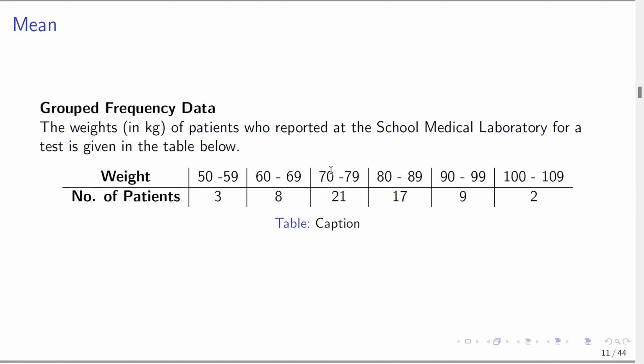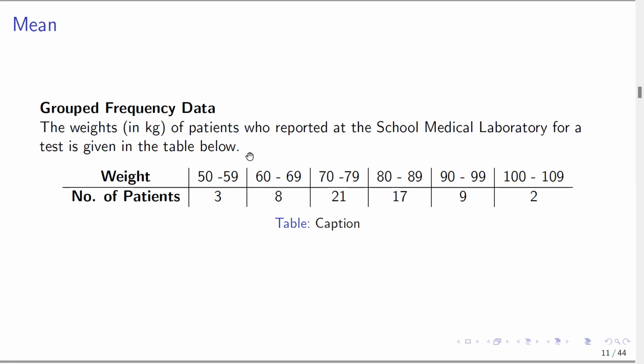Finally, under mean, let's look at the case of a grouped frequency data. We have an example here. The weights in kg of patients who reported at a school medical laboratory for a test is given in the table below. So we have the weights and then the number of patients. These patients who reported and were between the weights of 50 and 59 are 3. Between 60 and 69 are 8. Between 70 and 79, there were 21 such patients. There were also 2 patients who weighed between 100 and 109 kg. So this is the data we have.